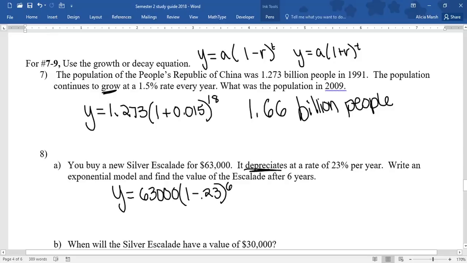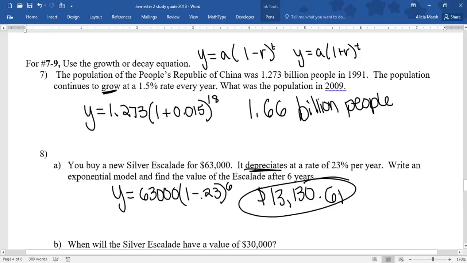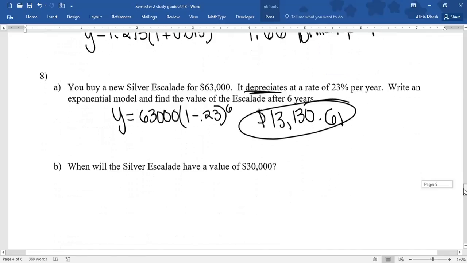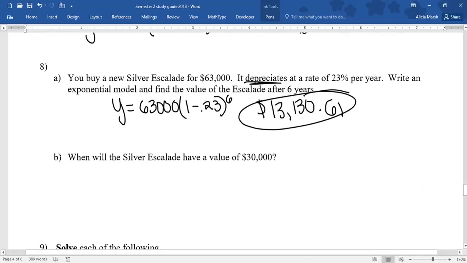So I'm going to plug it into my calculator here, make sure I don't miss a 0. It's going to be to the power of 6. So my silver Escalade will be worth $13,130 and about 61 cents after those 6 years. Definitely not a car to purchase.